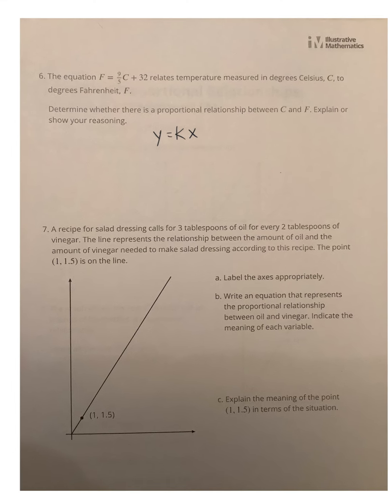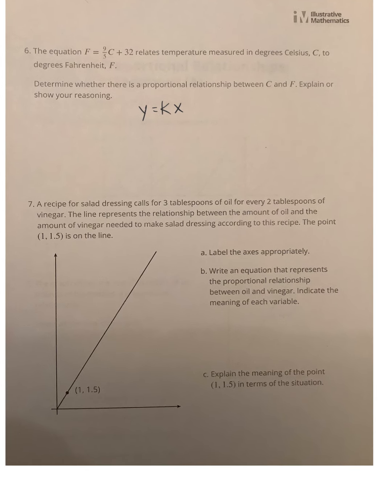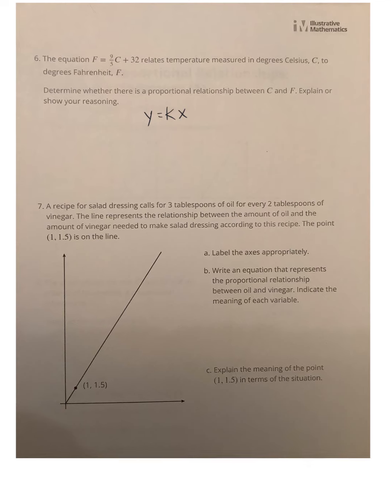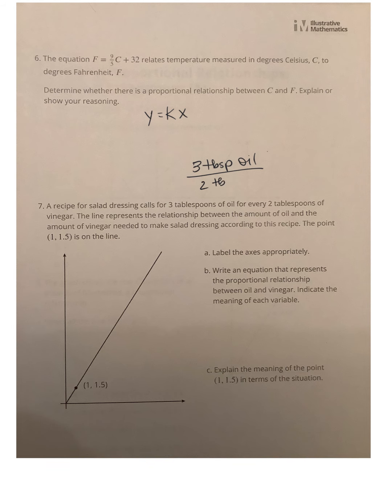All right, last problem. This was kind of a doozy. It had a lot of pieces. So let's look at what it tells me in the directions first. So it says a recipe for salad dressing calls for 3 tablespoons of oil for every 2 tablespoons of vinegar. I'll just call it V for vinegar. The line represents the relationship between the amount of oil and the amount of vinegar needed to make salad dressing according to this recipe, and they give us a point on the line.